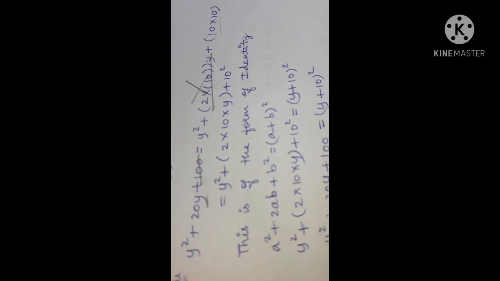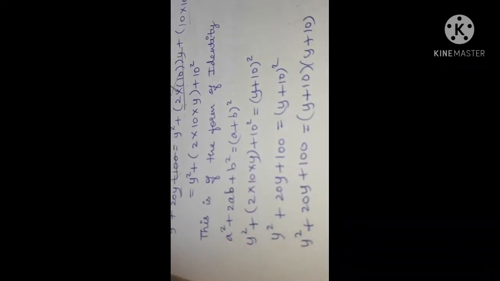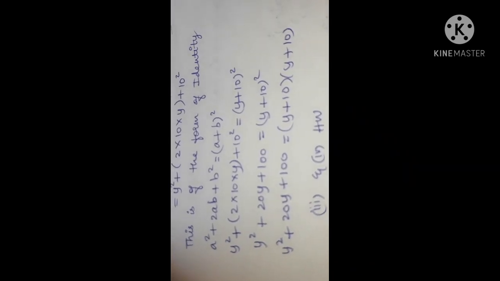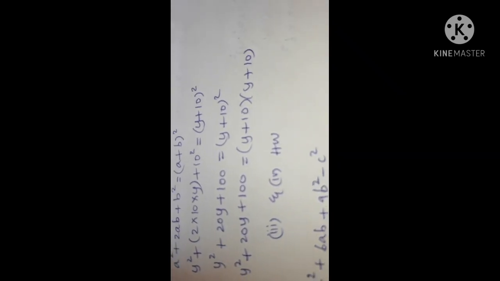This is the form of identity a square plus 2ab plus b square equal to a plus b whole square, right? So it is y square plus 2 into 10 into y plus 10 square. Your answer will be y plus 10 whole square. And at the last, I already told you, try to give always in 2 terms. It is y plus 10 into y plus 10. Whole square means the same number into the same number. So y plus 10 into y plus 10.